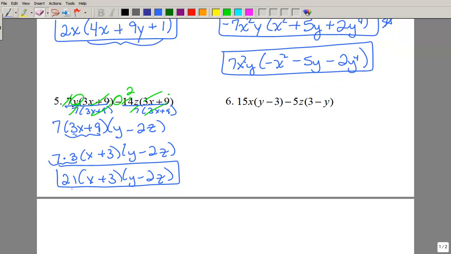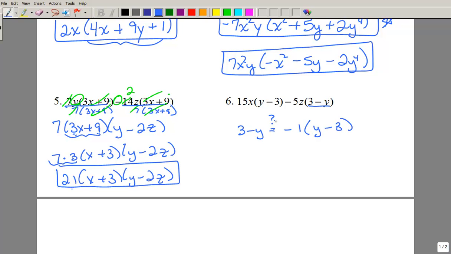All right, let's look at number 6. If we look at those coefficients, 15 and 5, yes, those are both divisible by 5. And so that's probably going to be a common factor. But let's look at those parentheses, y minus 3 and 3 minus y. Not quite the same. Let's see if we could make them the same by doing some manipulation. 3 minus y. Could that be the same as negative 1 times y minus 3? I'm going to put a question mark there.